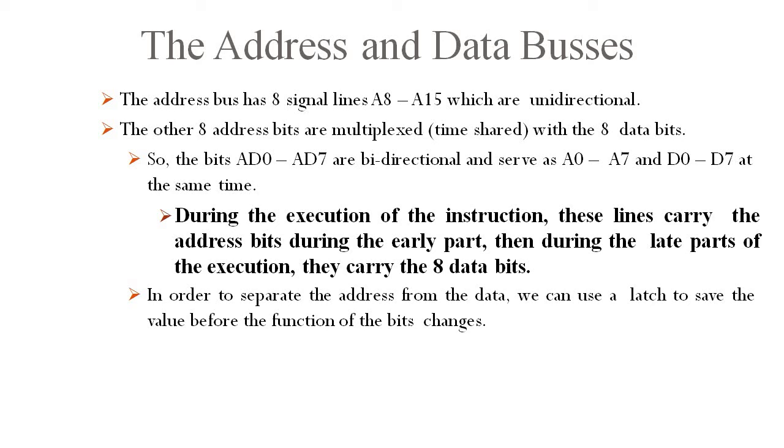During the execution of the instruction, these lines carry the address bits during the early part, and during the last part of the execution they carry 8 data bits. In order to separate the address from the data, we can use a latch to save the value before the function of the bits changes.